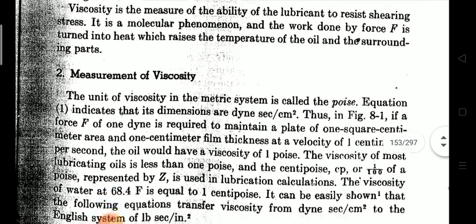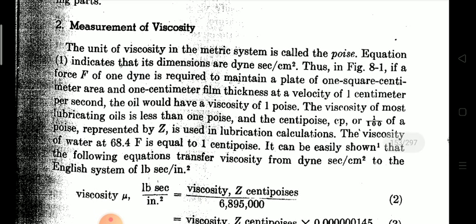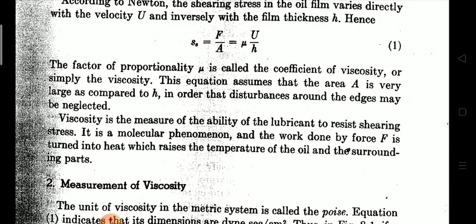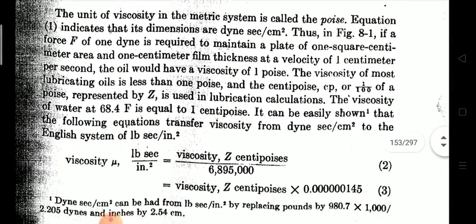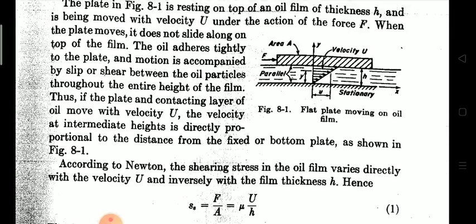Right? Now, measurement of viscosity. The unit of viscosity in the metric system is called the poise. The equation indicates that its dimensions are dyne-second per centimeter square. How? The equation is mu equals shear stress into H divided by U. Thus, as shown in this figure, right?